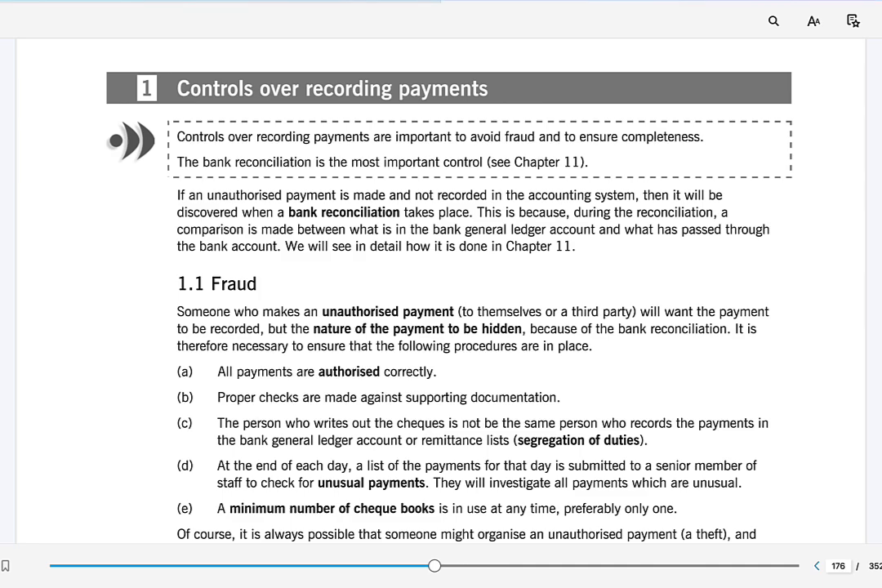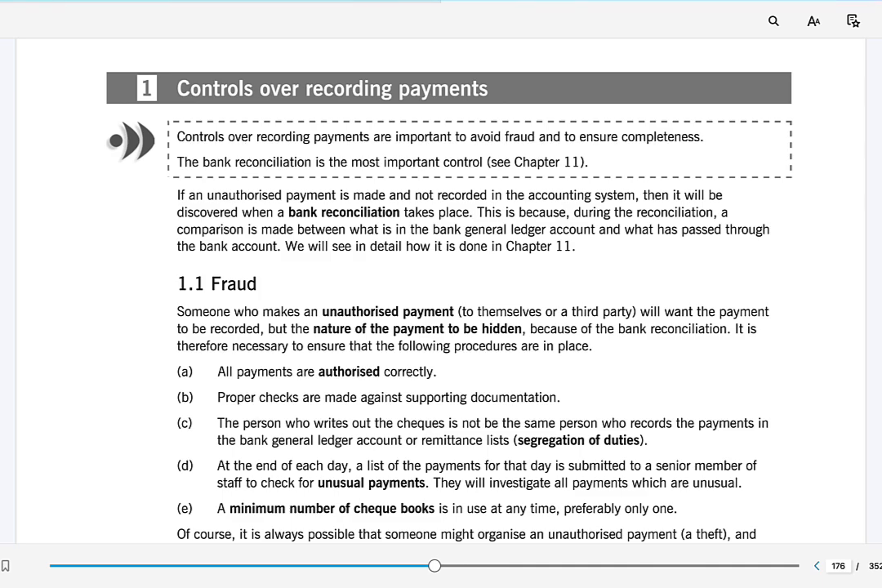So you can see, controls protect the business from mistakes and from dishonest actions. The two big goals of payment controls. In this chapter, the book mainly focuses on two big goals. Goal 1 is preventing fraud. Fraud means an unauthorized payment or a dishonest payment. We will cover fraud in lesson 1.1 after this. Goal 2 is completeness. Completeness means every payment that happens must be recorded. No payment should be missing from the accounting records. So lesson 1 is about protection and accuracy.